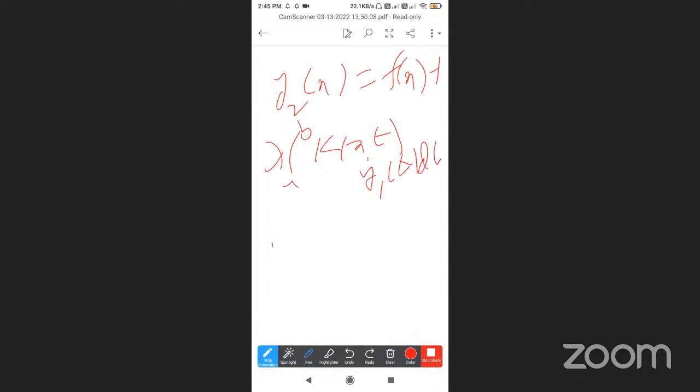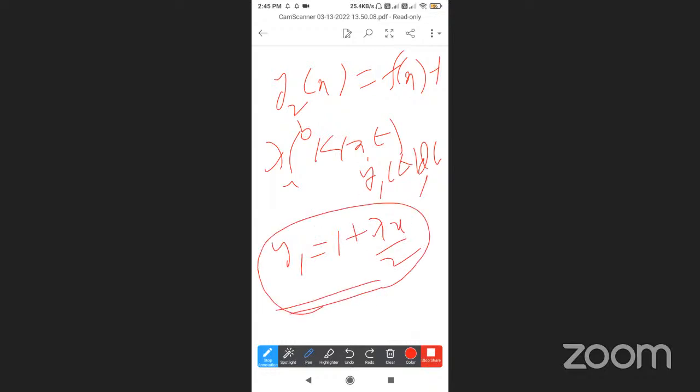Similarly, y2 of x is given by the formula f of x plus lambda times the integral from a to b of k of x comma t y1 of t dt. What is y1 of t? It is 1 plus lambda t by 2. We substitute this value into the equation. So y2 of x on page number 369 is 1 plus lambda times the integral from 0 to 1 of x t times y1 of t, 1 plus lambda t by 2, dt.